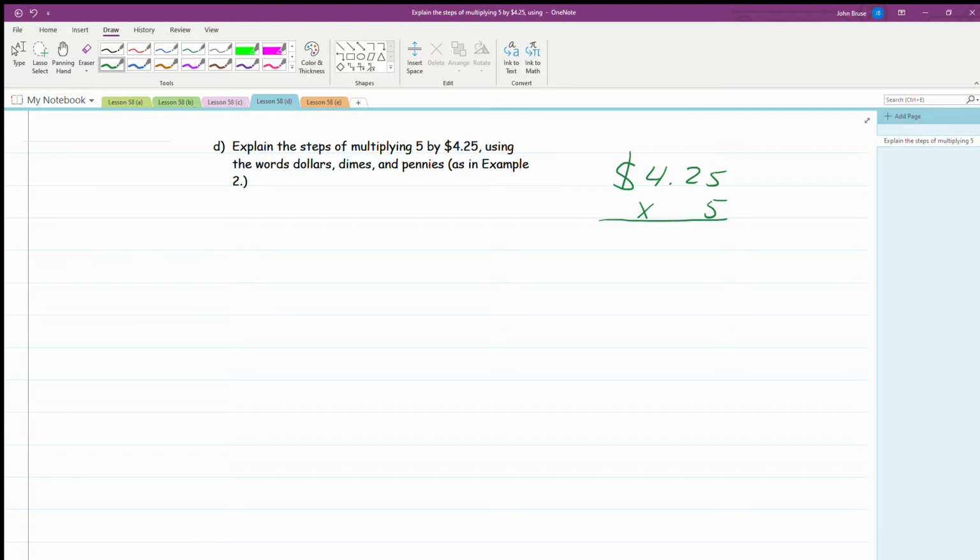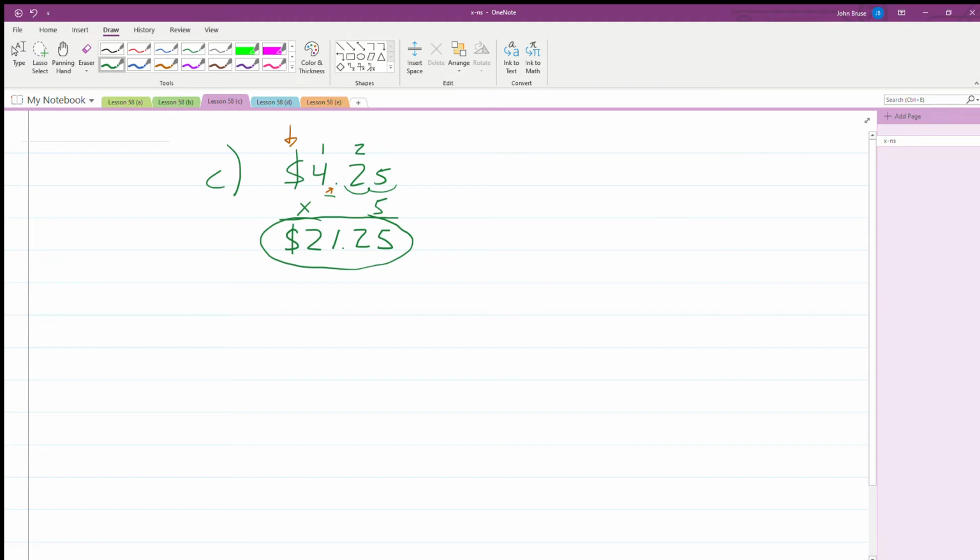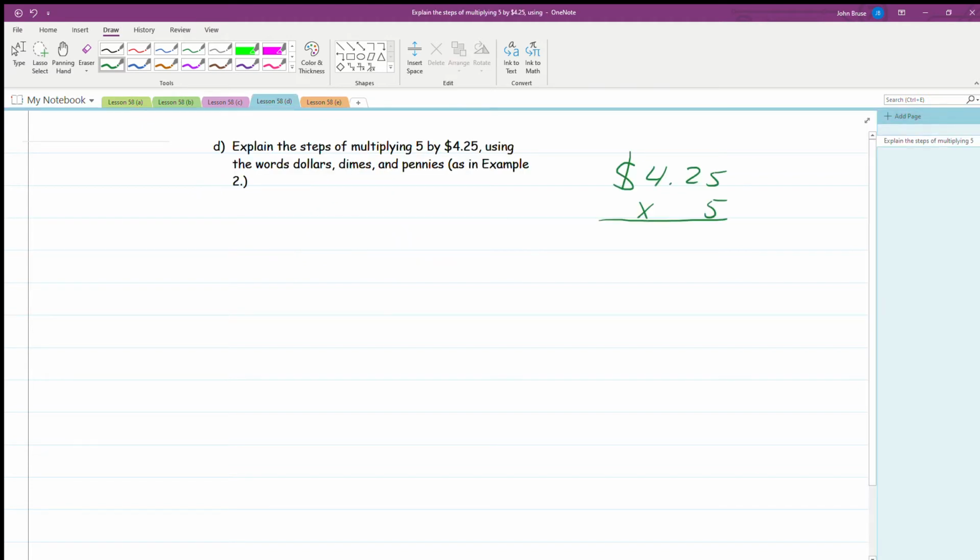I'm going to see if that was our last problem. It is. It's right there. Okay. So it says explain the steps of multiplying 5 times $4.25. And it says use the words dollars, dimes, and pennies. And it says as an example 2. Well, example 2 is on page 372, and it uses the problem $3.75 times 3. And the first thing it says on page 372 is that we need to first multiply the pennies. So we're going to multiply the pennies. So let's go ahead and write that down here.